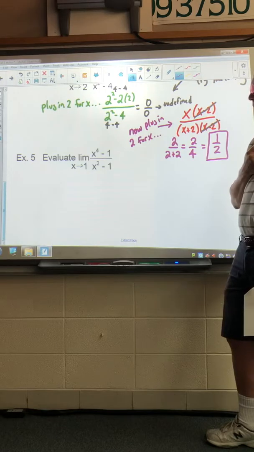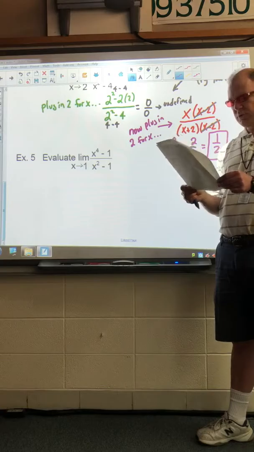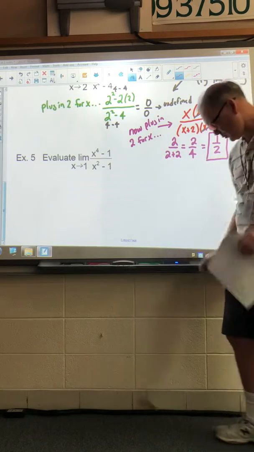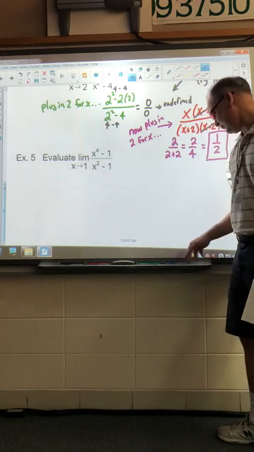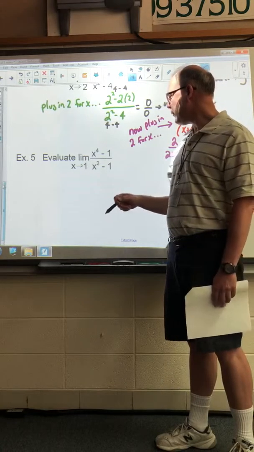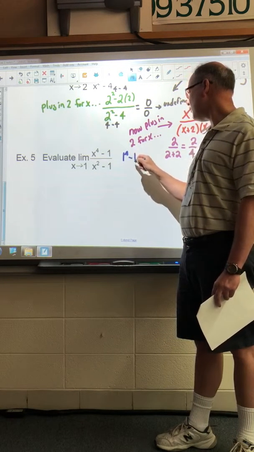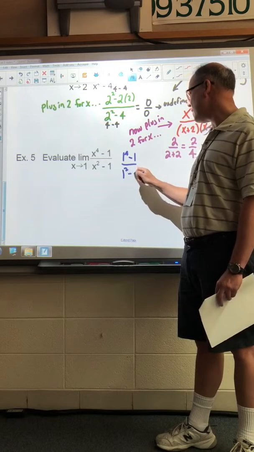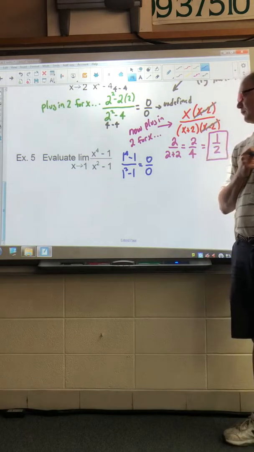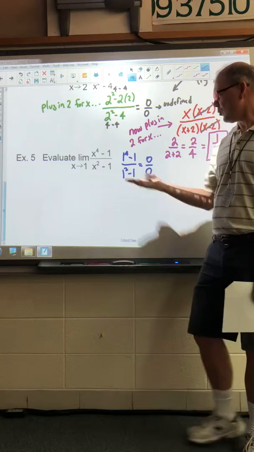If you'd like to hit pause and try the last example on your own, go for it. All right. So if you plug in 1 to the 4th minus 1 over 1 squared minus 1, that's 0 over 0. And so f of 1 is undefined. We're looking for the limit.